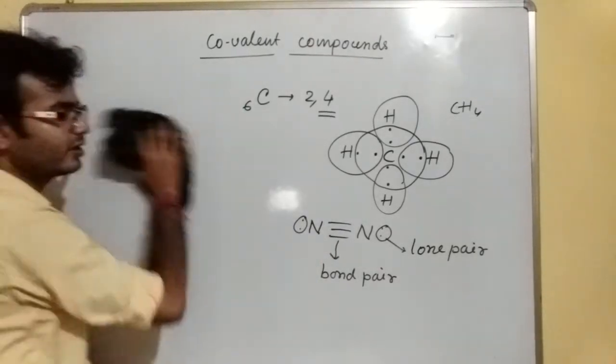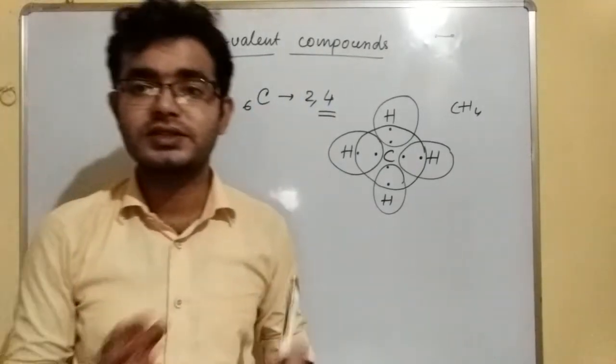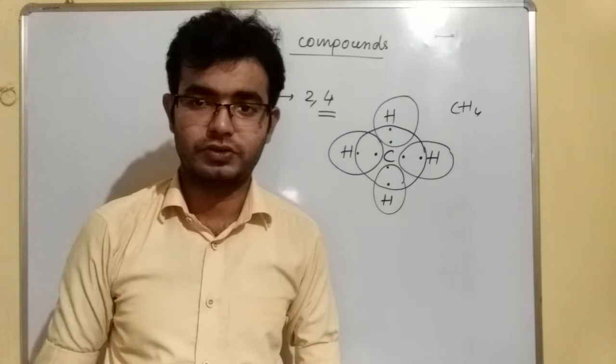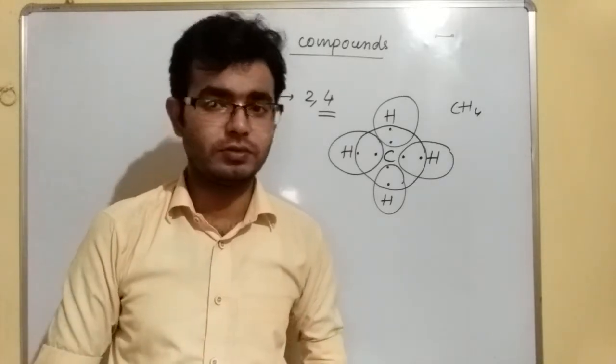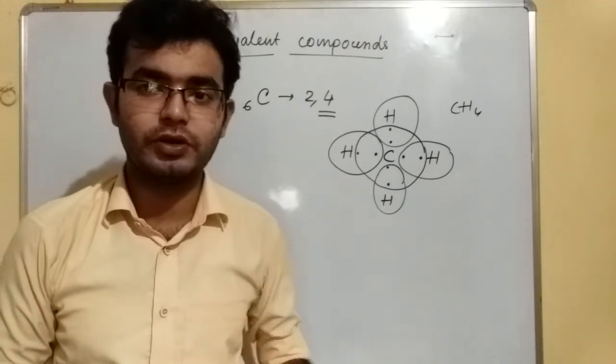So it has been observed that in covalent compounds there are three types of covalent bonds. There is single bond, double bond, and triple bond. So there are three types of covalent bonds. How are the covalent bonds formed? Due to the sharing of electrons in between two atoms.